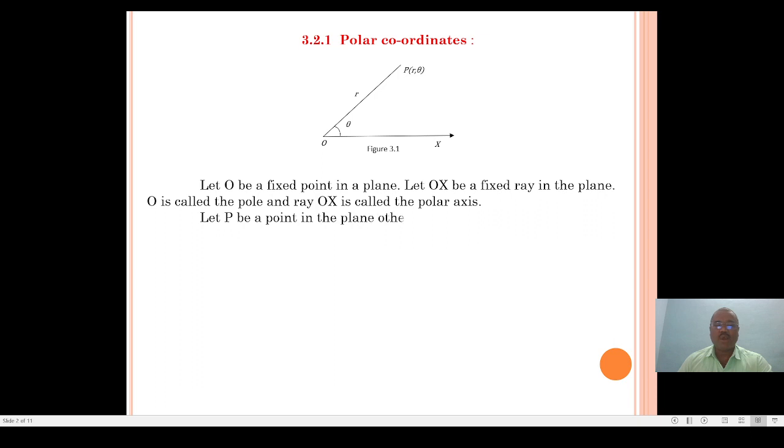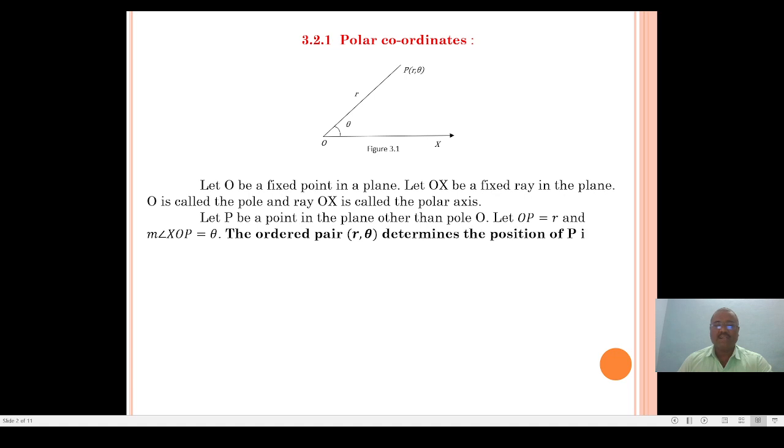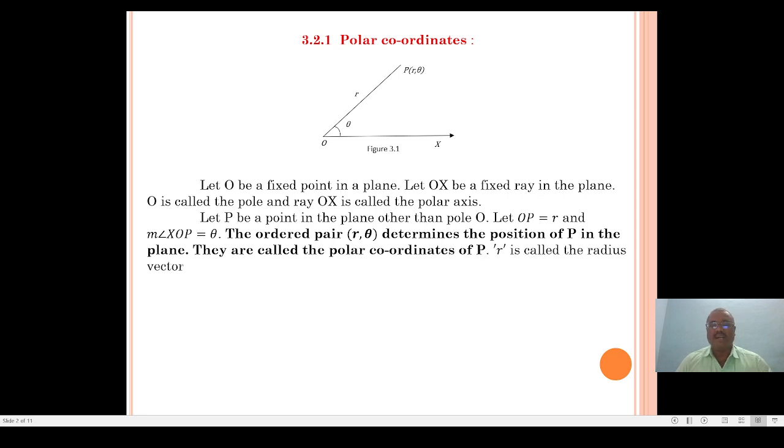Let P be a point in the plane other than pole O. Let OP equal to r and the measure of angle XOP equal to theta. The ordered pair (r, theta) determines the position of P in the plane and they are called the polar coordinates of P. And r is called the radius vector and theta is called the vectorial angle of point P.